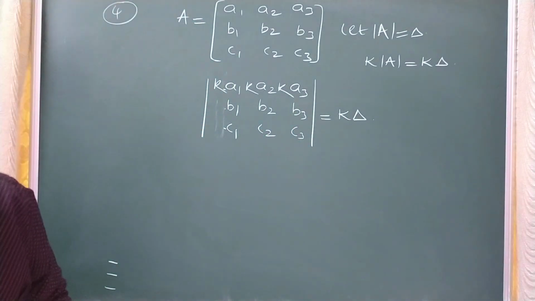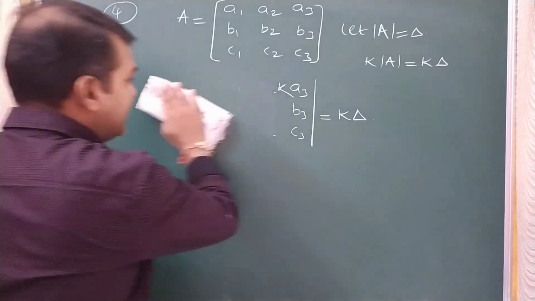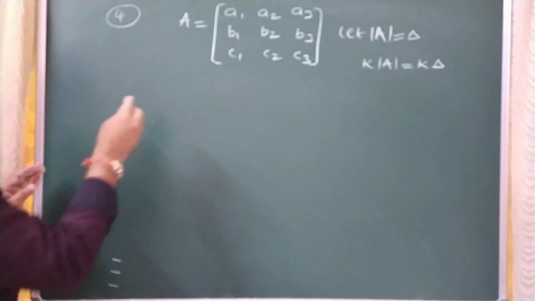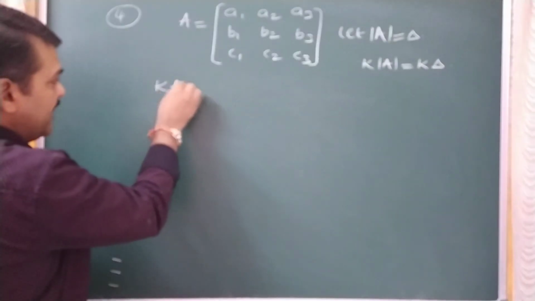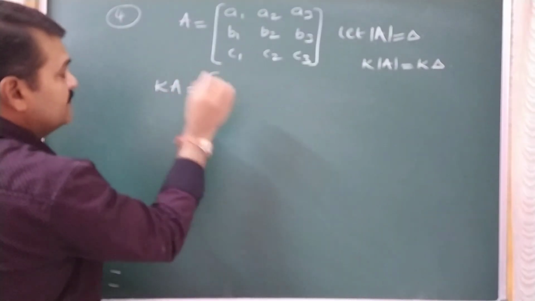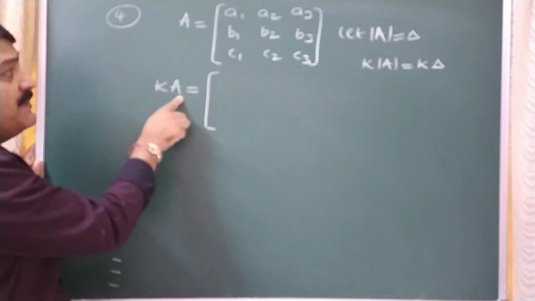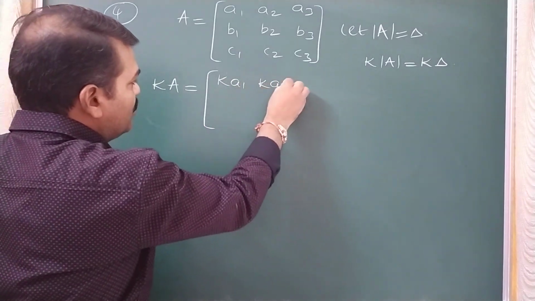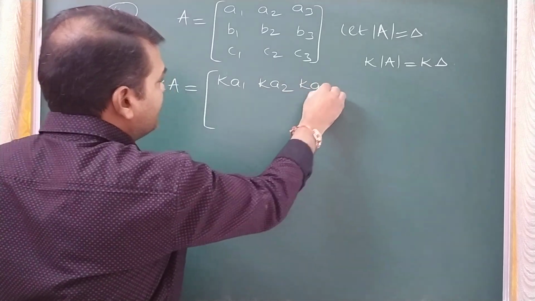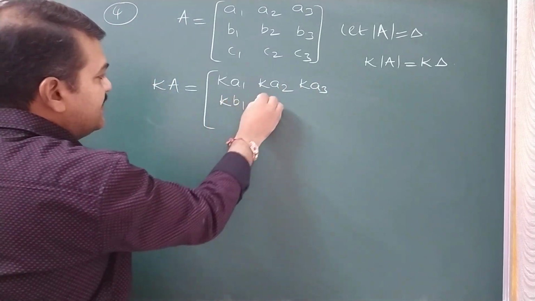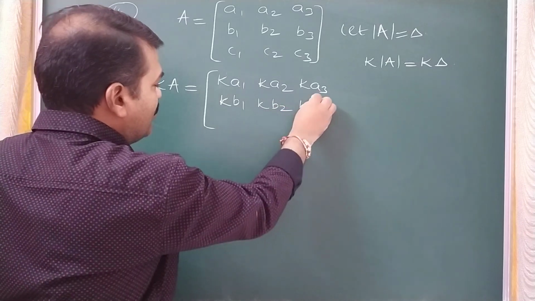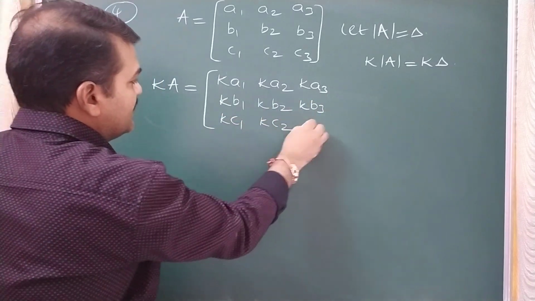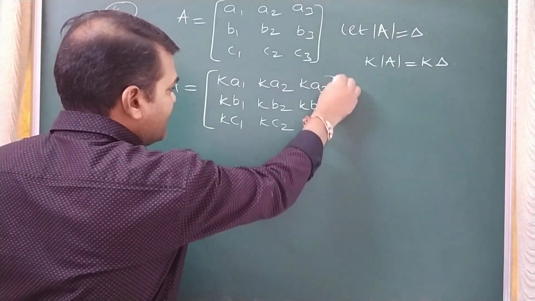Okay. So from this we can extract one more property. So what is that? See. So I will do K into A here. Means K is multiplied to matrix means K is multiplied to every element of the matrix like this. K is multiplied to every element of the matrix. Then you will get like this. This is K into A.